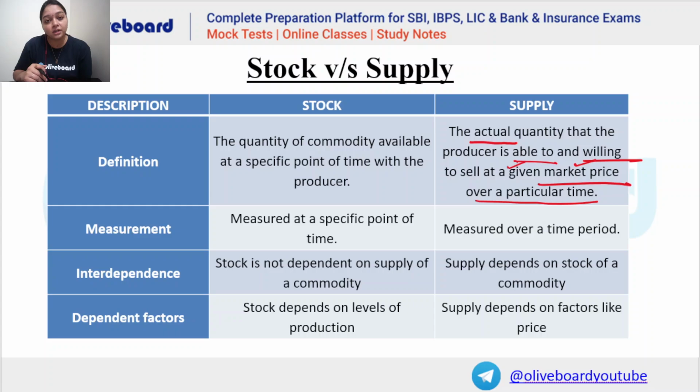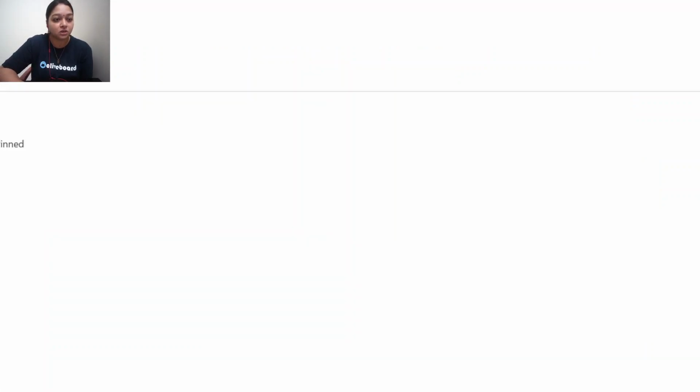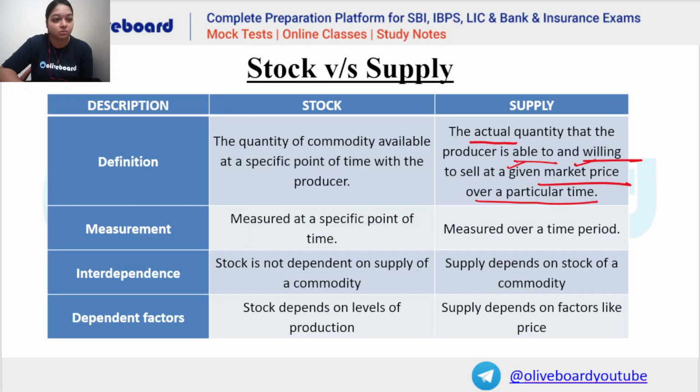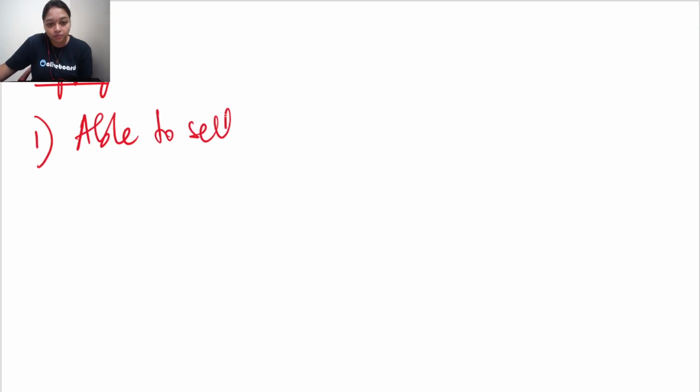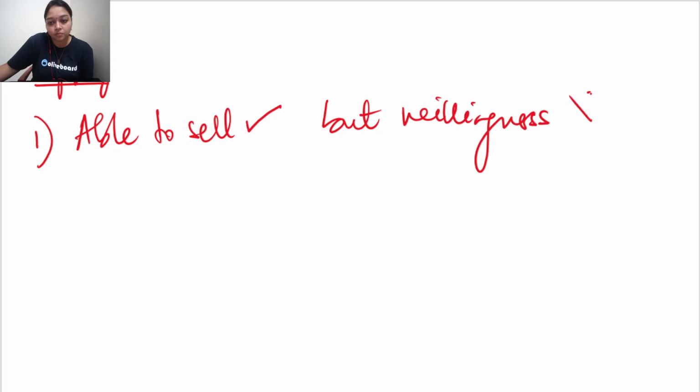Let us say two things might happen here. Let us take a fresh empty slide, right? So two things might happen when we come to supply. First thing is, ability to sell is there but willingness is not there. So what does this mean? The producer is able to sell.